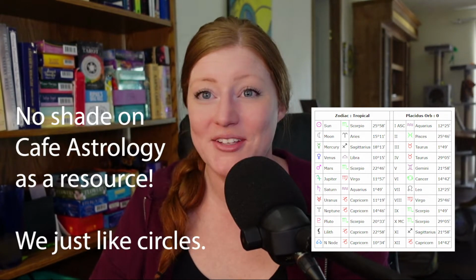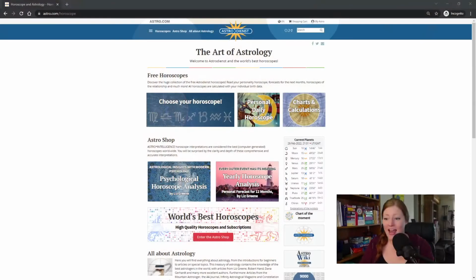So I'm going to show you how to get a chart that will impress the internet and will make you look like you at least know a little bit of what you're talking about, other than using, like, say, a Cafe Astrology table chart, which drives real astrologers crazy. So we are going to be using Astro.com to get our chart today.